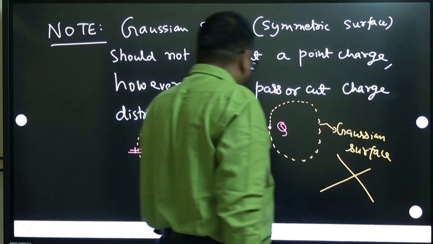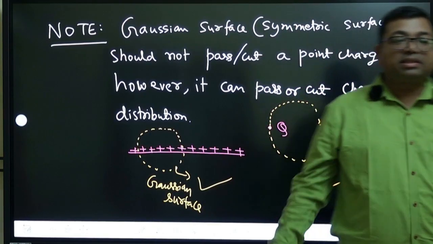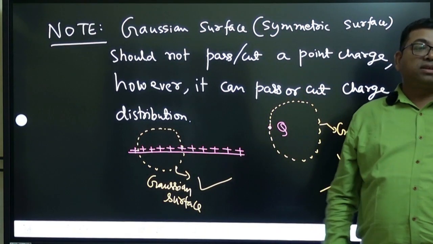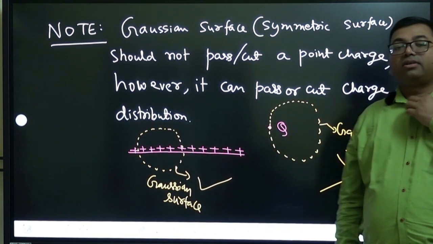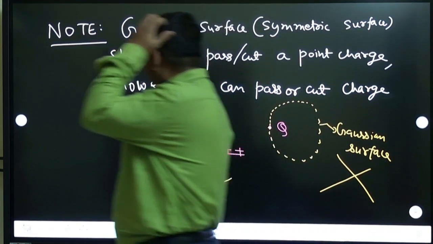So we have discussed this, right? Did you understand this point? We can pass the Gaussian surface through a charge distribution but not through a point charge. Okay, then let us move on.